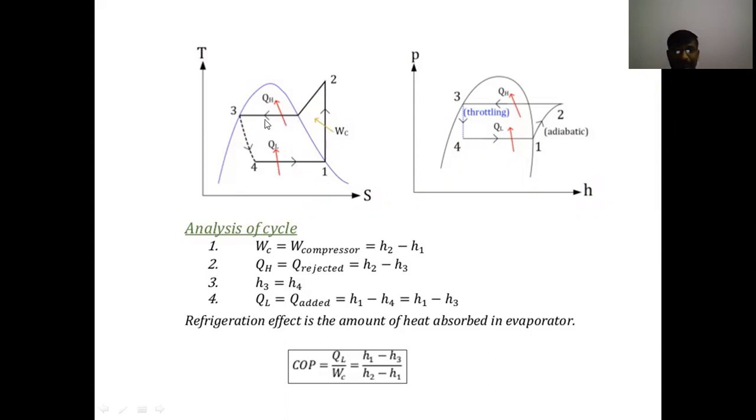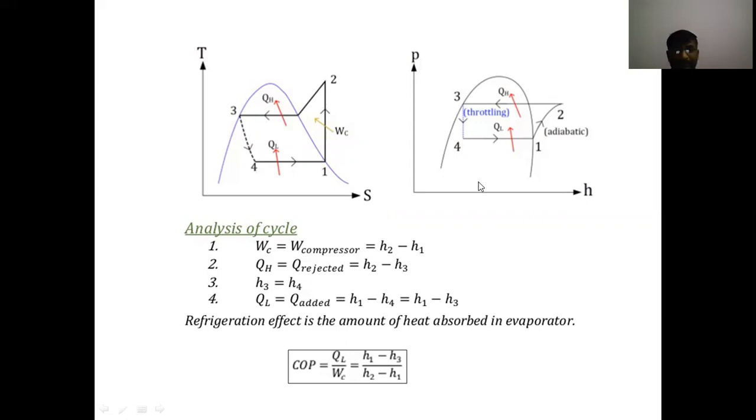From there, the refrigerant will be condensed to the dry saturated liquid. From there, it is expanded in the throttle valve to the wet vapor. And from that point 4, in the evaporator it will be converted to the dry saturated vapor again. Again, the vapor refrigerant will enter into the compressor. This is the simple vapor compression cycle.